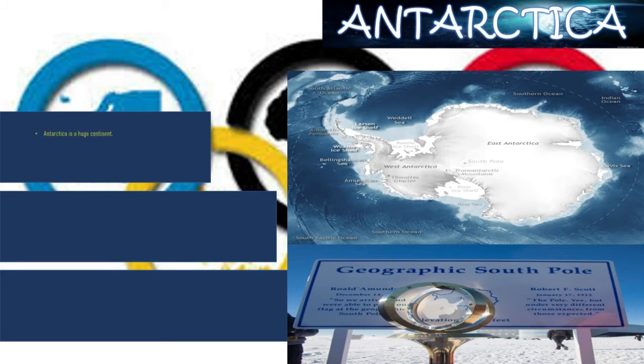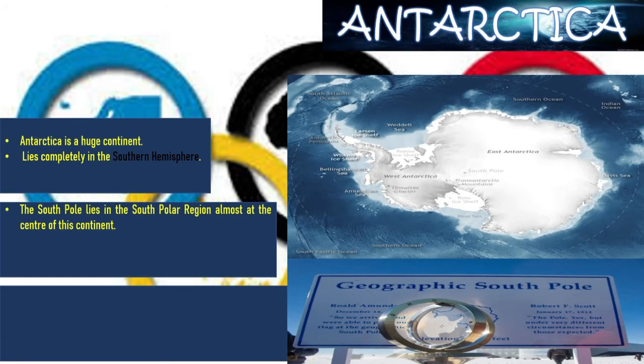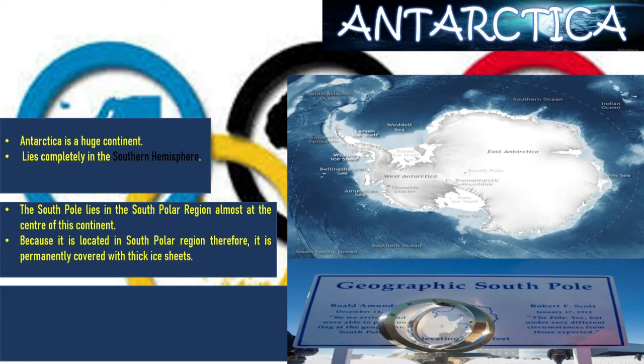Antarctica is a huge continent. It lies completely in the southern hemisphere. Now, the South Pole lies in the South Polar region, almost at the center of this continent. There is a large board which mentions geographic South Pole in Antarctica. Because it is located in South Polar region, it is permanently covered with thick ice sheets, and that is why here we cannot find any permanent human settlements.